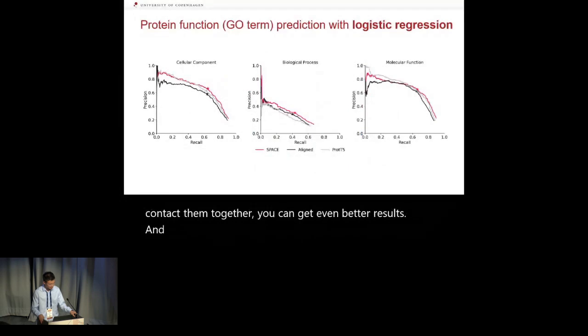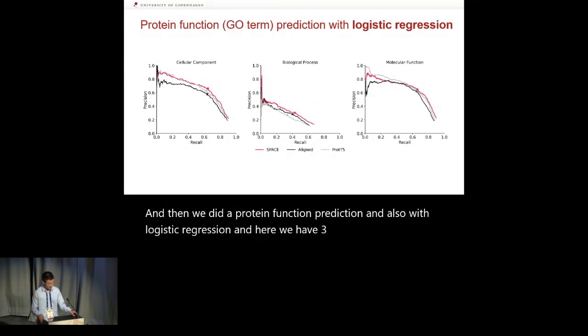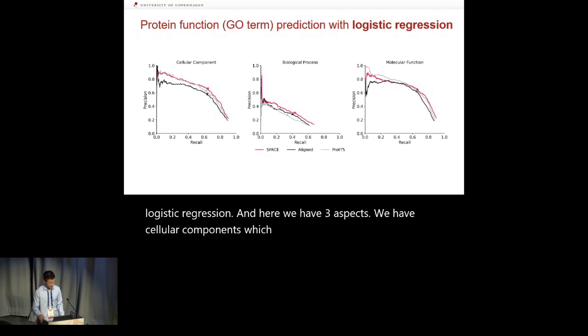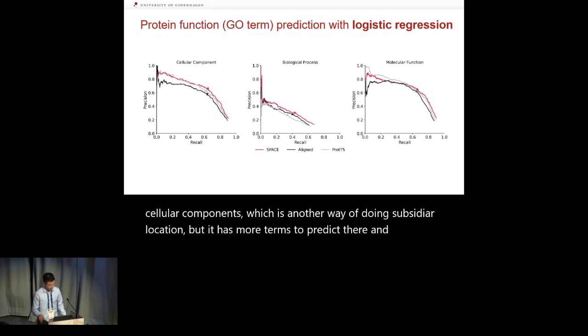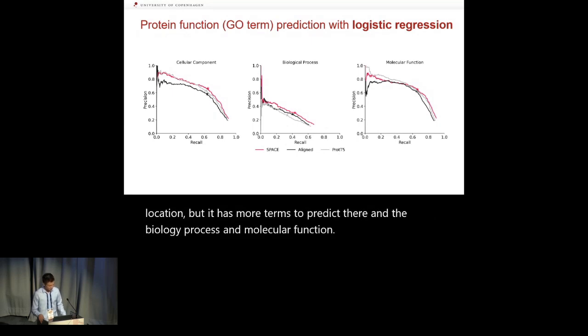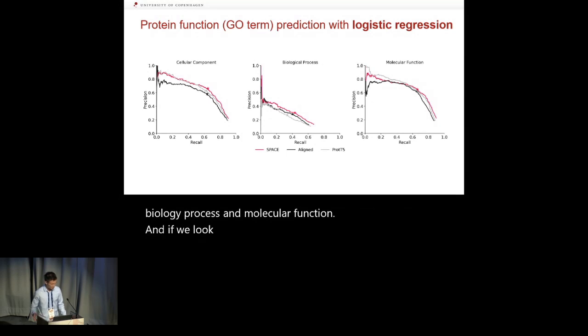And then we did a protein function prediction, also with logistic regression. Here we have three aspects. We have cellular component, which is another way of doing subcellular localization, but it has more terms to predict there, and the biological process and molecular function. If we look at the cellular component, of course, we're better, because we're better at subcellular localization prediction.